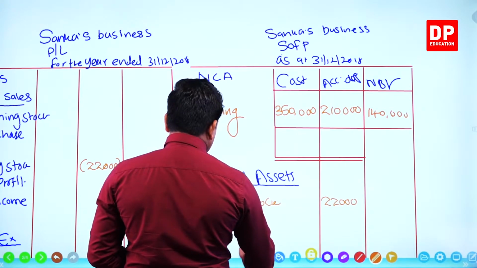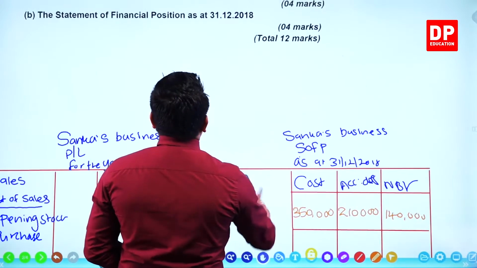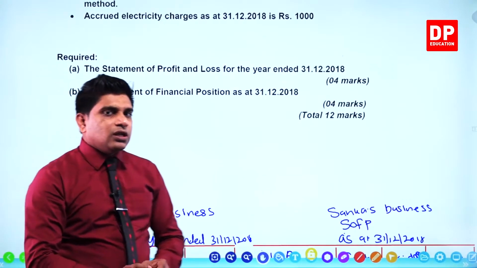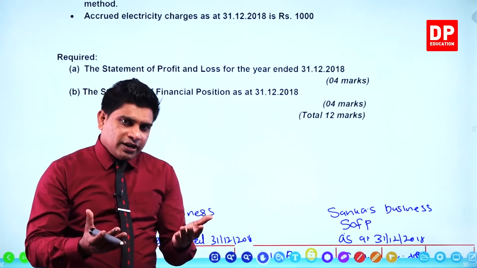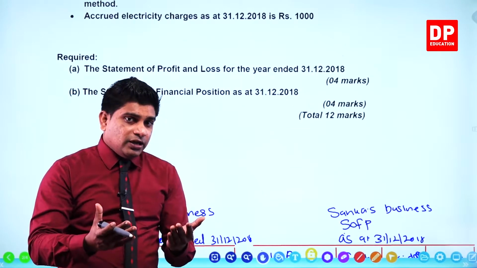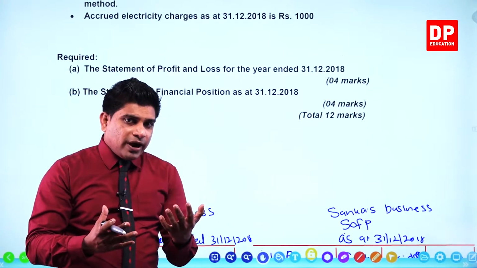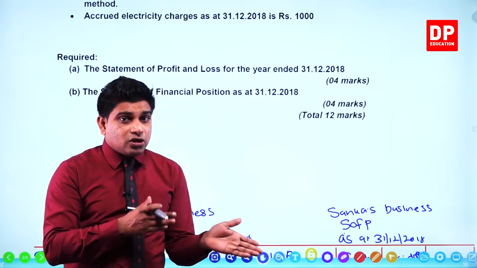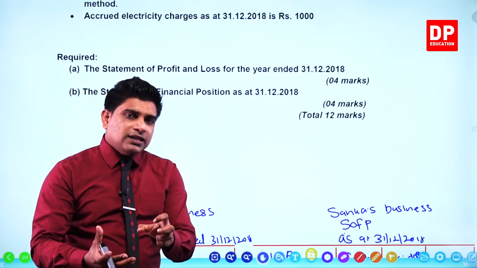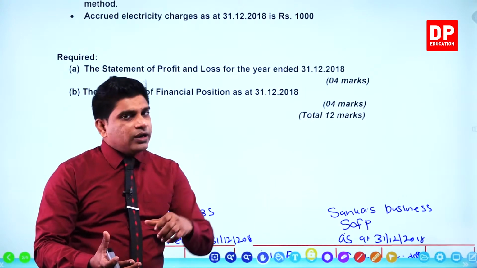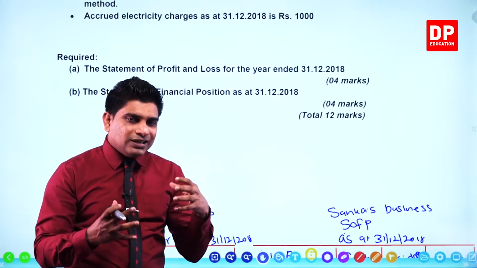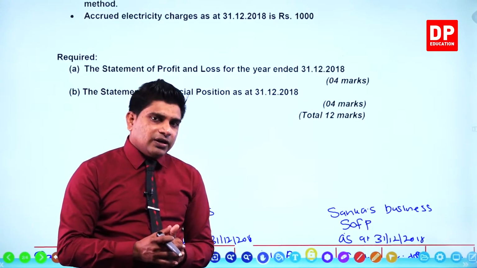We have to go to the next adjustment. Accrued electricity charges 1,000. Accrued electricity is payable electricity. You have to pay, right? You know the method. If they have provided payable electricity, accrued electricity or any other expense to be paid, you have to add this to-be-paid amount and the given expense amount inside the question.